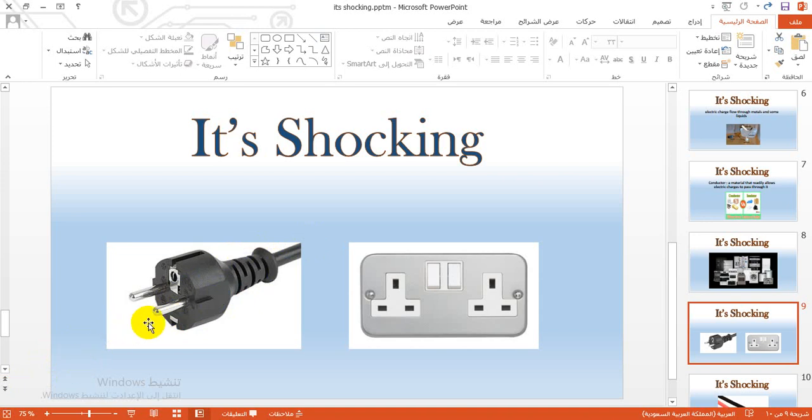So easy. The parts of the plug that you hold, and the covering on the wire, are insulators. The metal prongs that go into the outlet are good conductors. That's what I mean. So this is the outlet, and this is the plug.